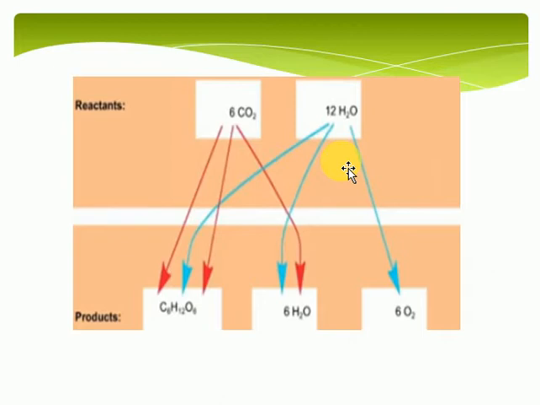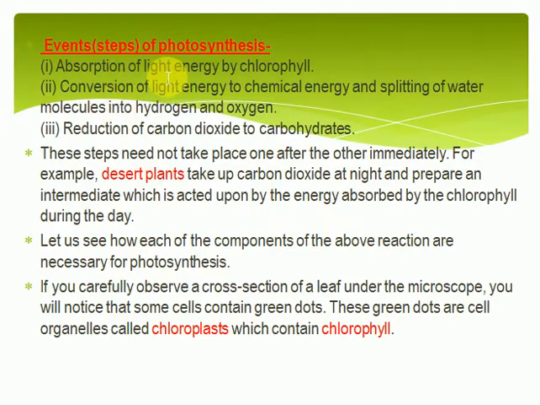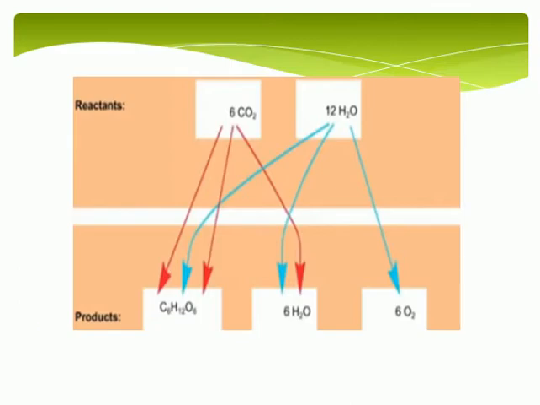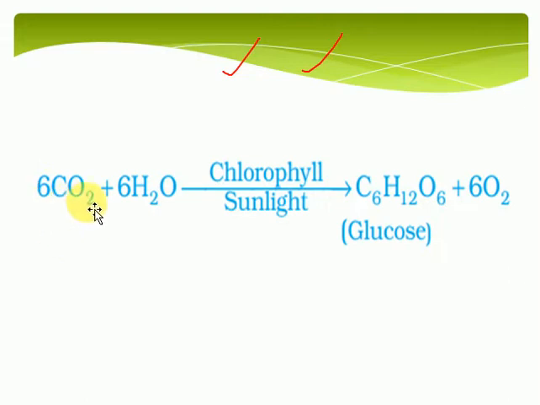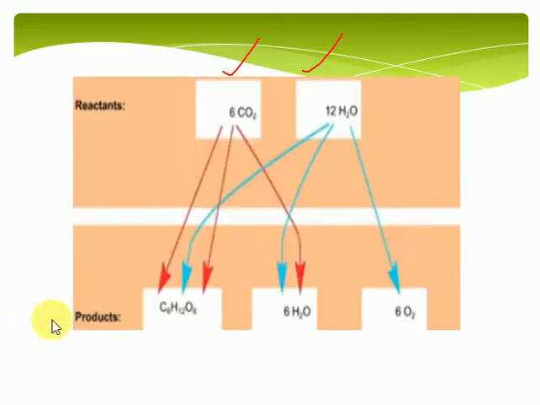I'll explain once again, quickly try to understand. The very first step of photosynthesis is absorption of light energy by chlorophyll pigment. First is absorption of light energy, second is conversion of light energy to chemical energy, and splitting of water. See, there are two reactants in the process of photosynthesis. Here you see there are two reactants, carbon dioxide and water, and what is being formed? Glucose and oxygen.